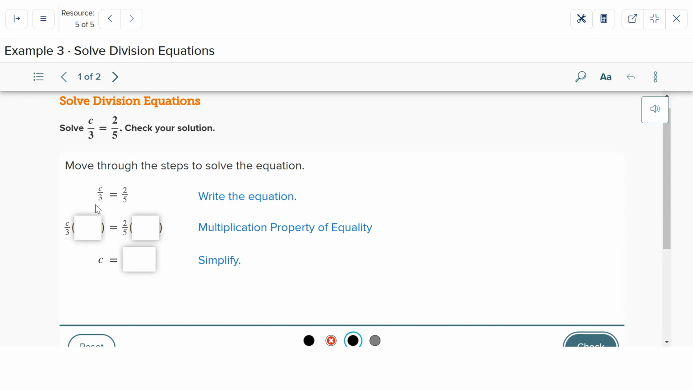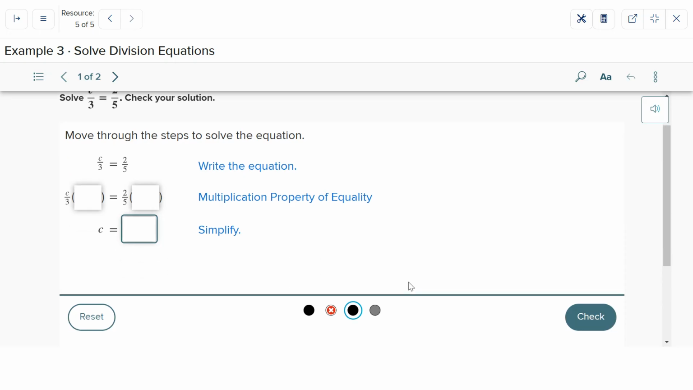You multiply by 3 to get rid of the divided by 3. These should say 3, but it's not even letting me type at all. Anyway, when you multiply c over 3 by 3, you get just c by itself, and then when you multiply 2/5 times 3, or 2/5 times 3 over 1, you're going to get 6/5, which can be simplified down to 1 1/5. So either of those would be fine.